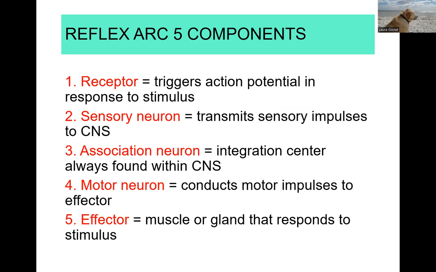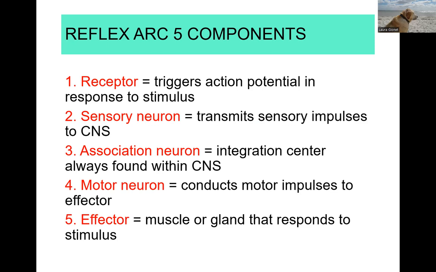Okay, so we have a reflex arc that has 5 components: a receptor, sensory neuron, association neuron or interneuron, motor neuron, and the effector. So the receptor triggers the action potential in response to a stimulus. Remember, the receptors we looked at were different types: mechanoreceptors, pain receptors, thermoreceptors, photoreceptors, and so forth. So you're going to start with some kind of receptor, right? It detects a change in the environment. The sensory neuron transmits the impulse to the central nervous system.